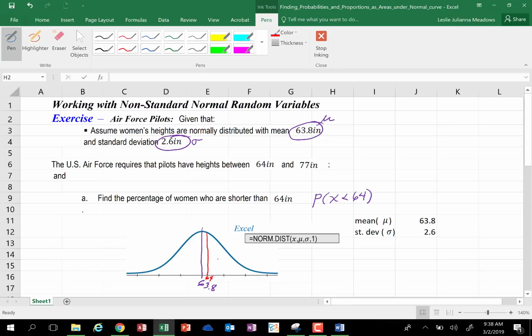Now, the problem asked us to find the probability that X is less than 64. That's the same as the percentage that we're looking for, and it is the area to the left of 64 and under this curve. Okay. Now let's use Excel to actually find this area. As you can see, I've already prepared our norm.dist command. Let's go ahead and type it in.